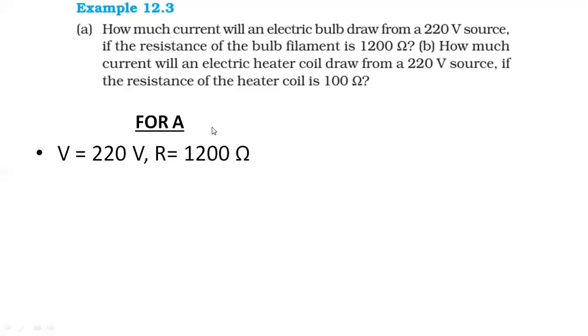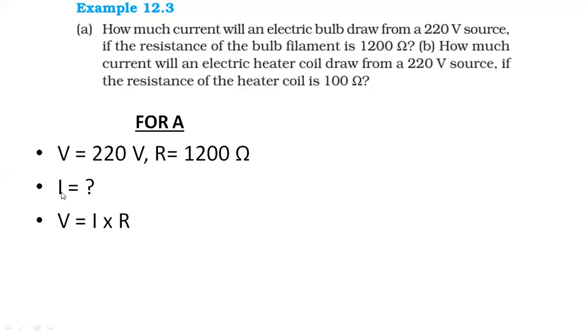What do we need to find? Current. So let me put I is equal to question mark. Current is represented by I. So I is equal to question mark. So V, I, R. The formula is very simple. That is Ohm's law. Okay? So that means V is equal to IR.